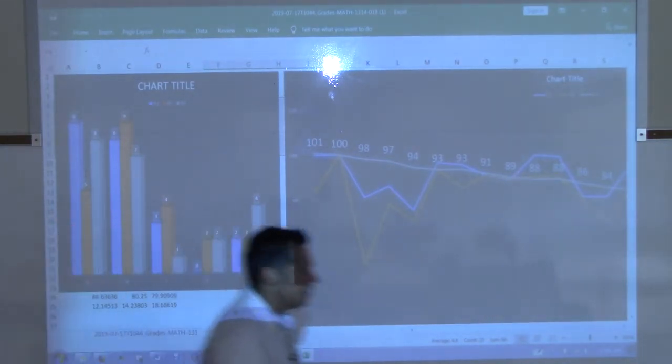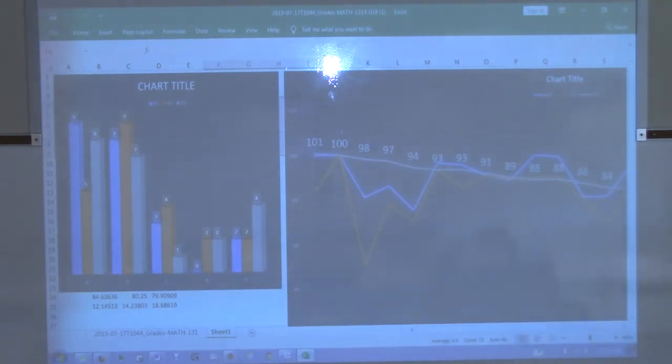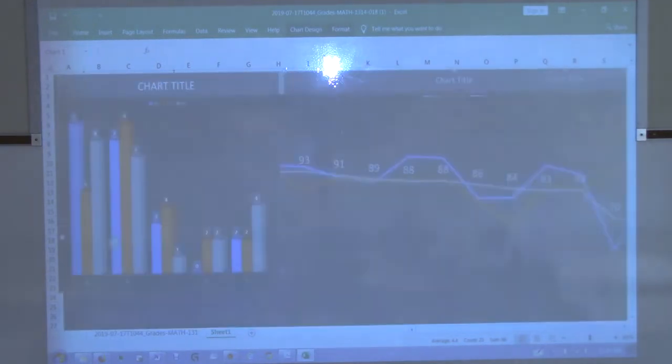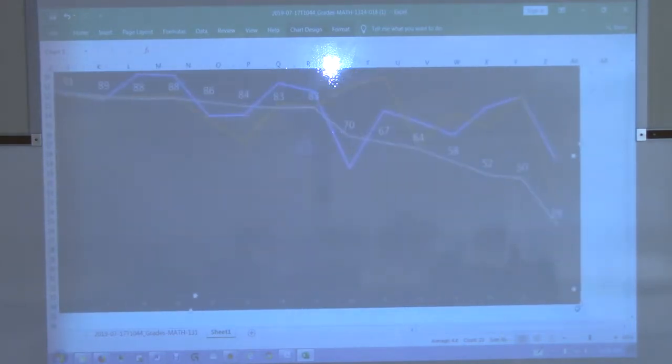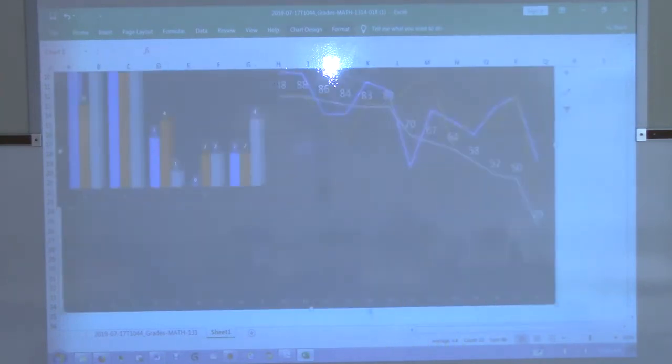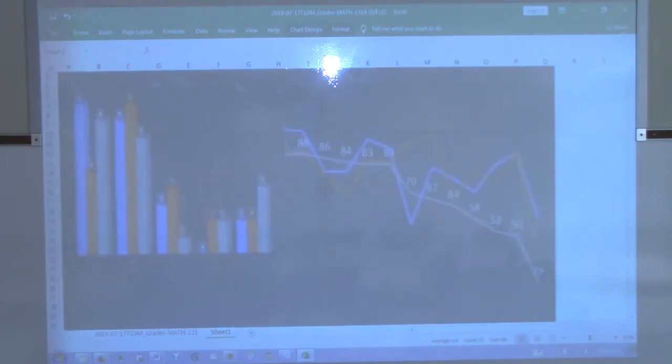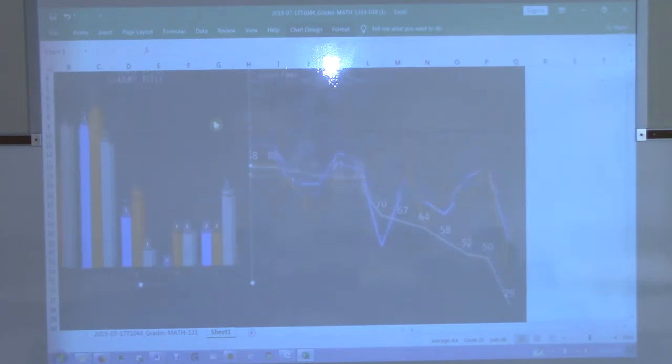And then these are the actual grades. Let me make this a little bigger so you can see it. That didn't work. Get this out of here.